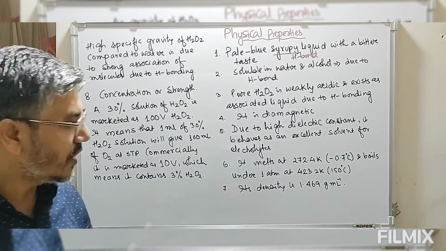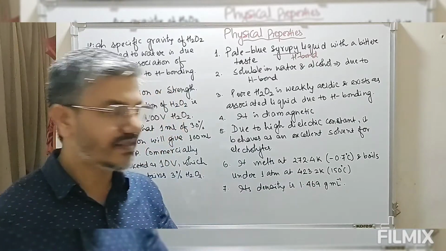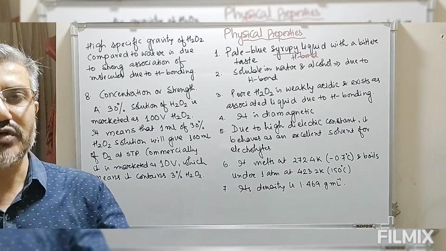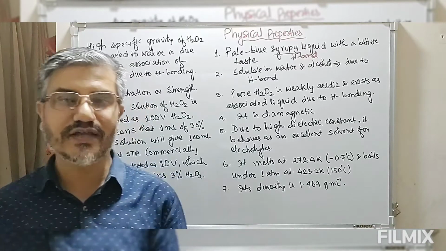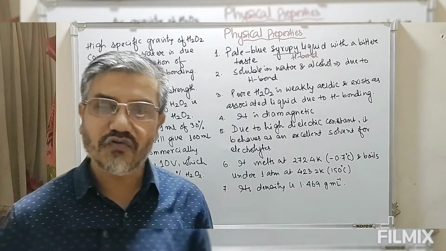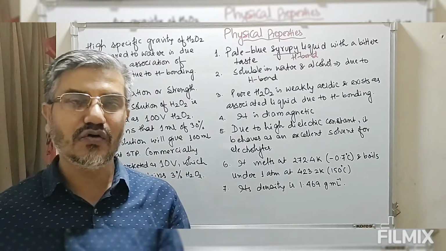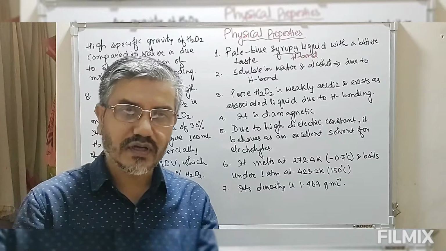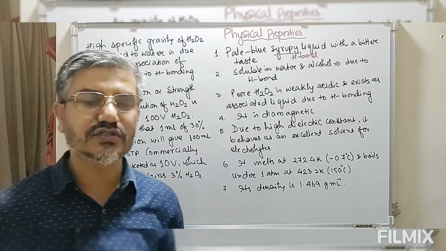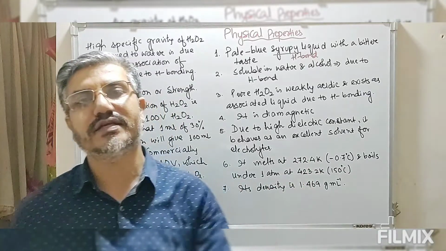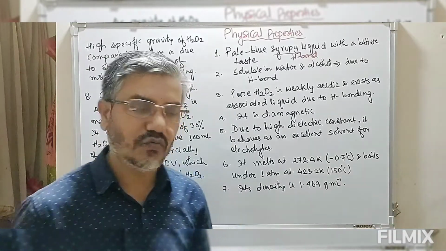to that of water. Under 1 atm, it boils at 423.2 K, that is 150 degrees centigrade. If you look at the boiling point of water and the boiling point of hydrogen peroxide, the boiling point of hydrogen peroxide is greater than that of water. The reason being, in the case of hydrogen peroxide, the extent of hydrogen bonding is more compared to that of water. Since the extent of hydrogen bonding is more in hydrogen peroxide than in water, we say the boiling point of hydrogen peroxide is greater than that of water.